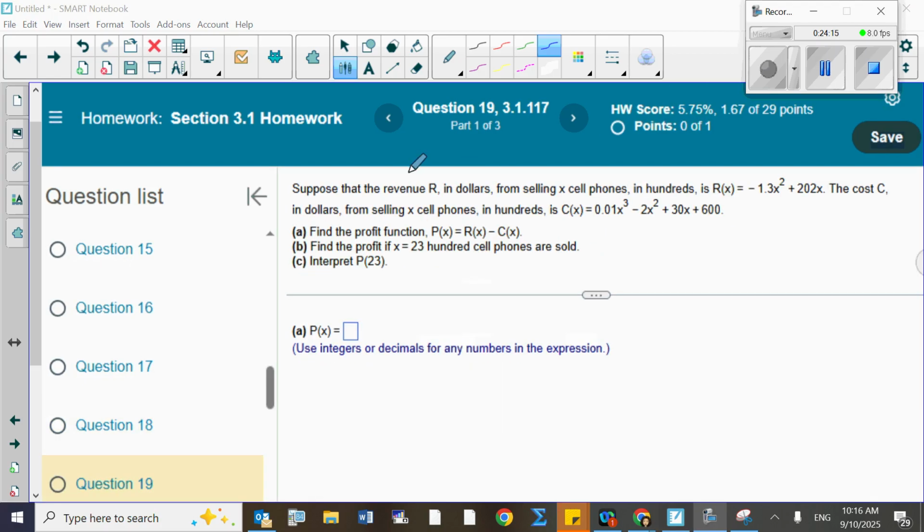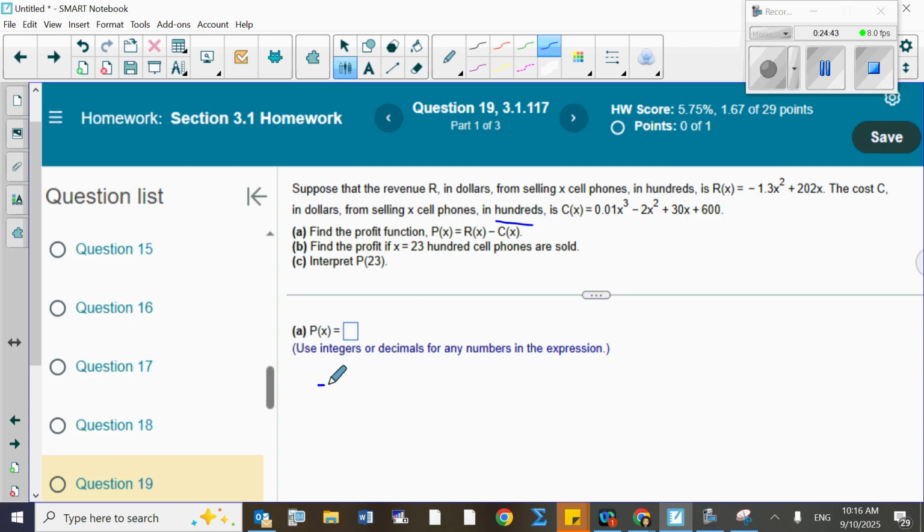Question number 19. Suppose that the revenue R in dollars from selling x cell phones in hundreds is R(x) equal to this function, and the cost in dollars from selling x cell phones in hundreds is this function. Now, part A is asking us to find the profit function, which is just R(x) minus C(x). So all you need to do is subtract these two functions from each other.